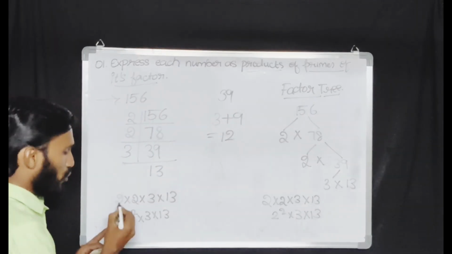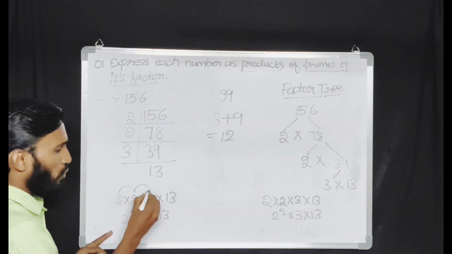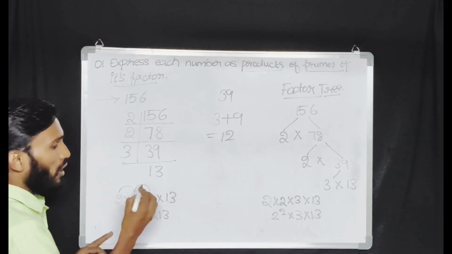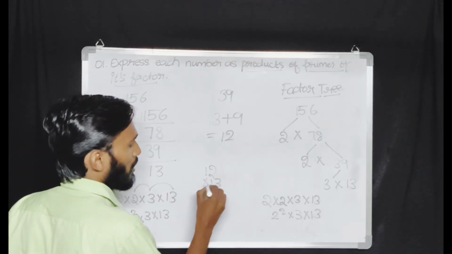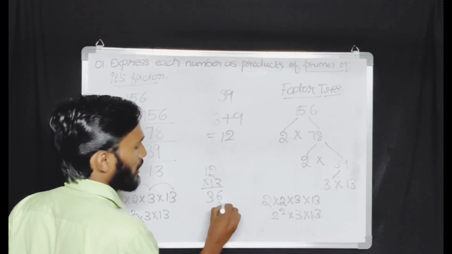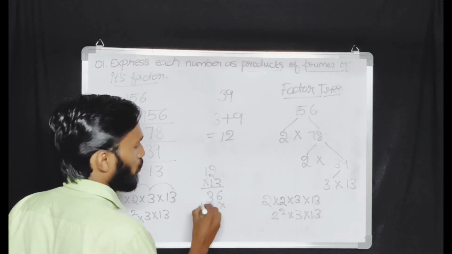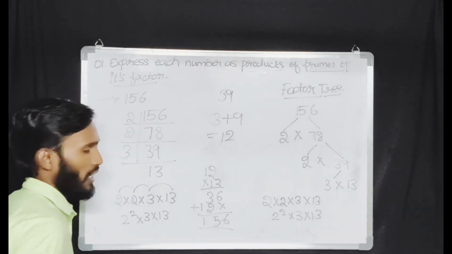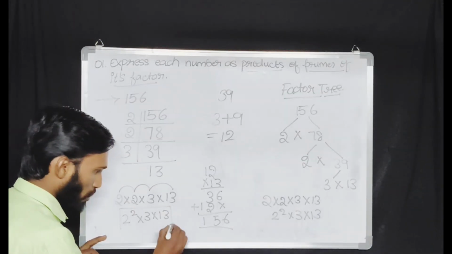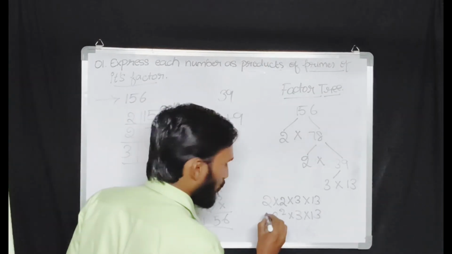Here you know that 2 twos are 4, 4 threes are 12, and 12 thirteens are 156. This is writing a number as a product of its prime factors.